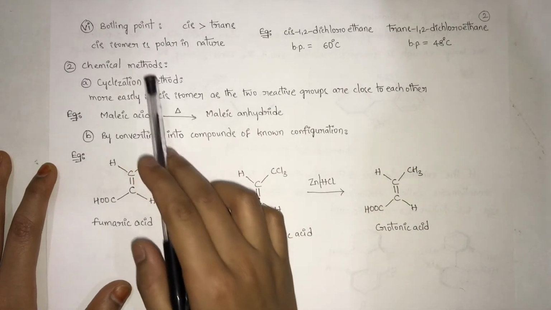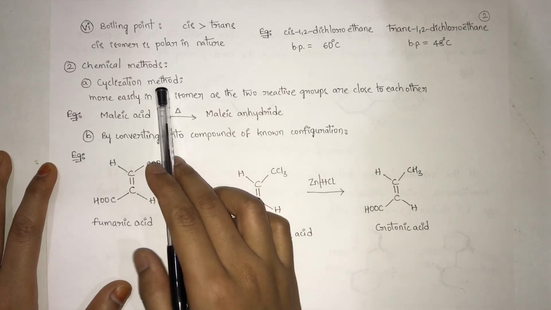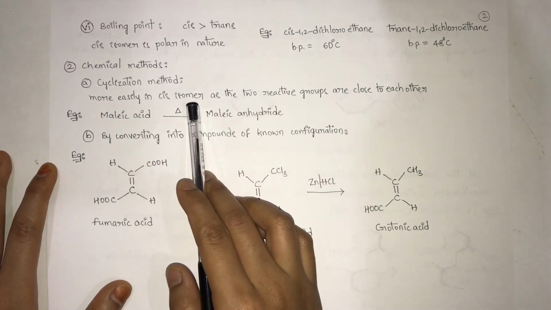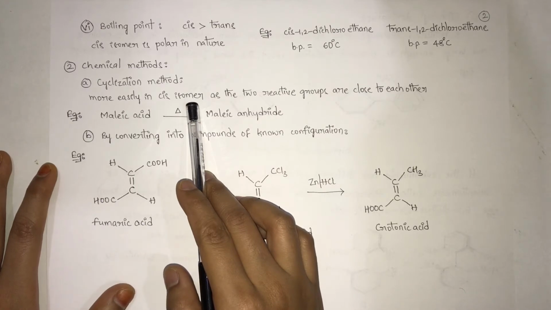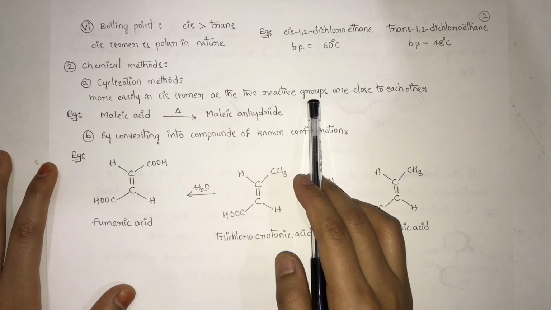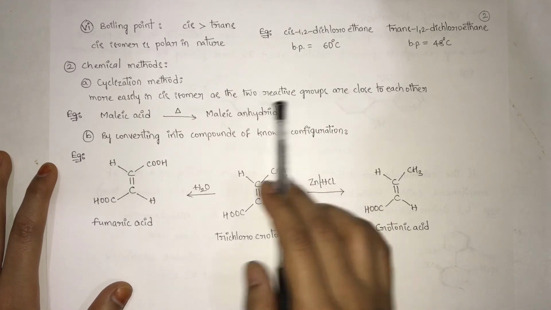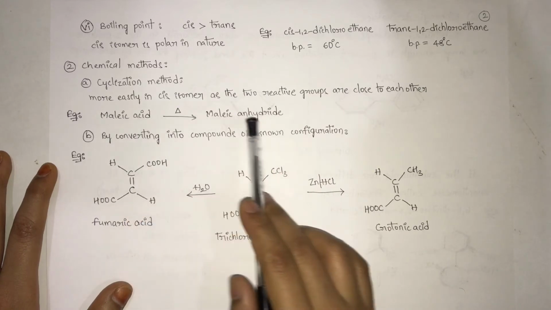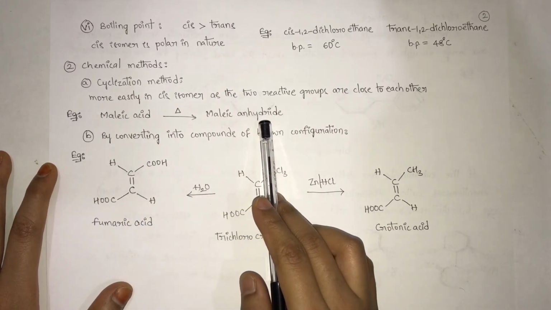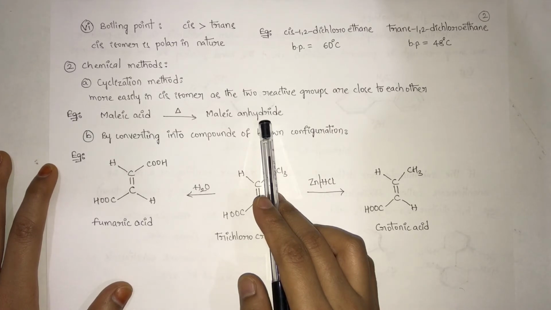Chemical methods. First one, cyclization method, where cis isomer is more likely to be cyclized when compared to trans isomer. Why? Because in cis isomer, the two reactive groups are close to each other. For example, maleic acid, which is a cis isomer, when heated, gives maleic anhydride. Whereas in fumaric acid, even though we heat it, we don't get maleic anhydride. We need to heat up to 240 degrees Celsius in order to get maleic anhydride, but the compound will be sublimed.